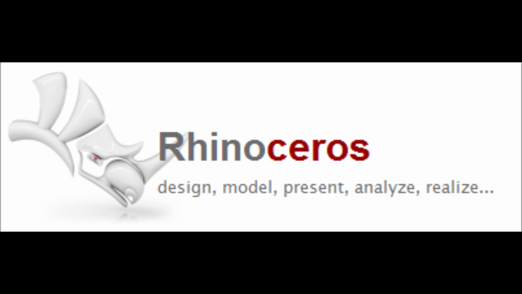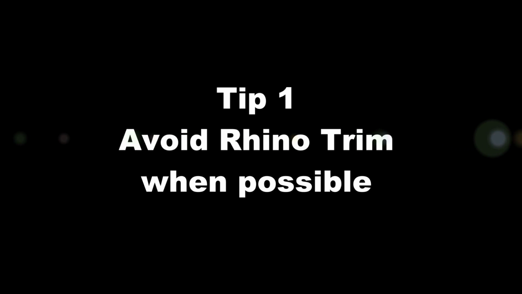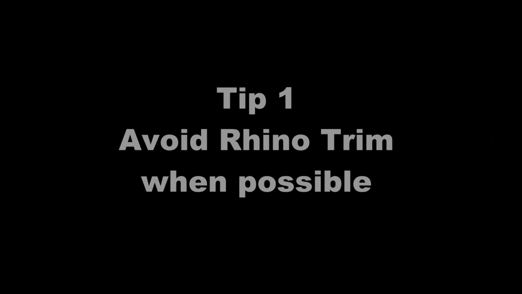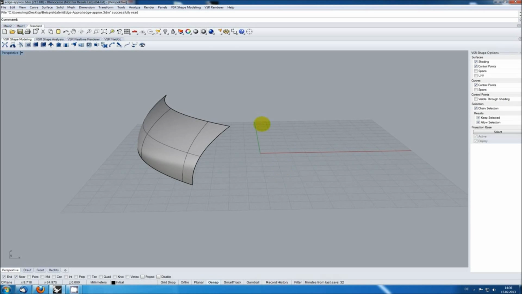of hints for working with the VSR tools in Rhino. The topic of this clip will be why to try to avoid the Rhino trim function if possible, how to do that, and what to do if you can't.